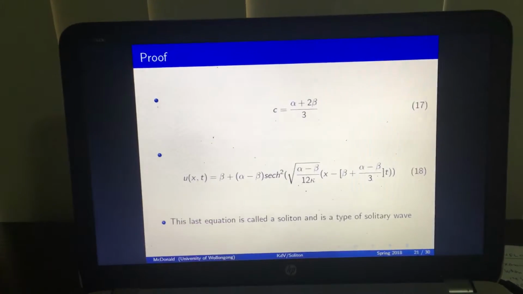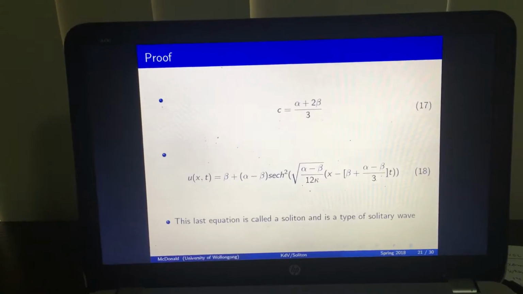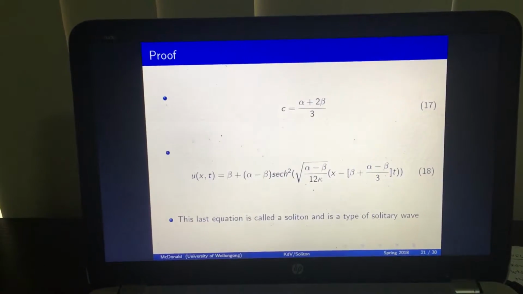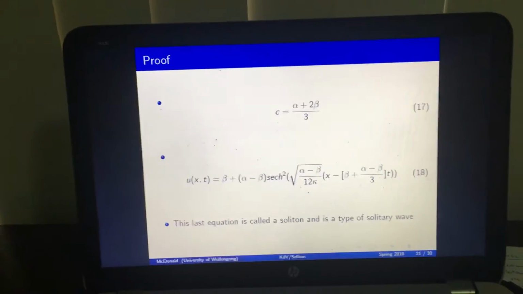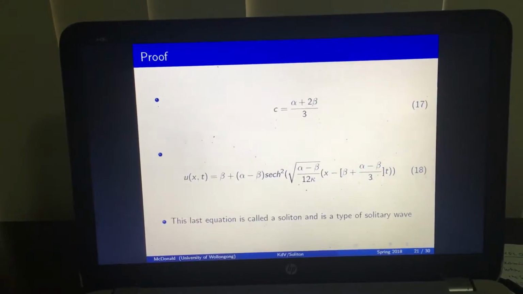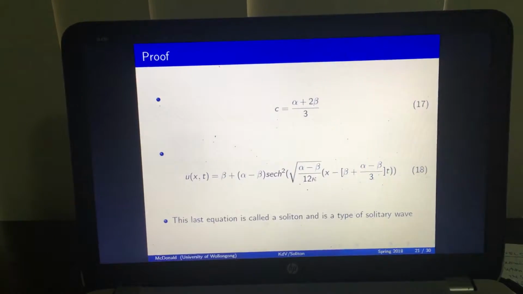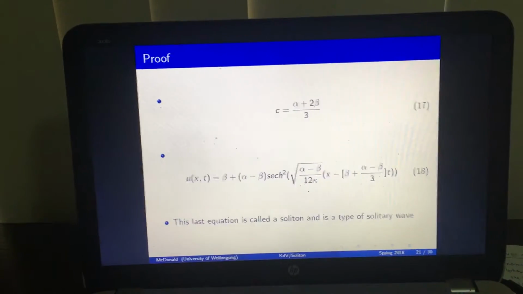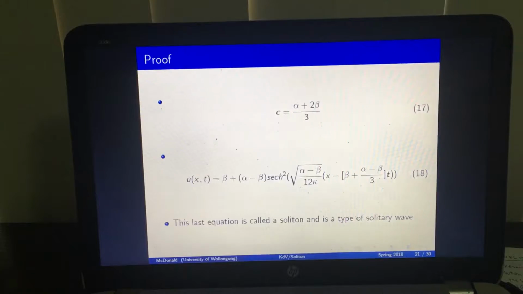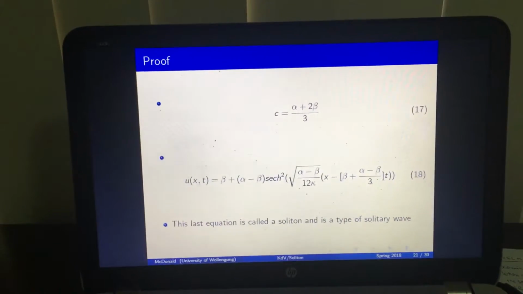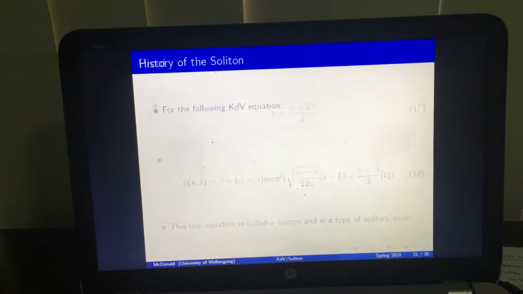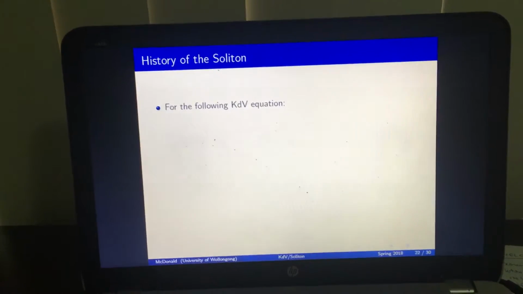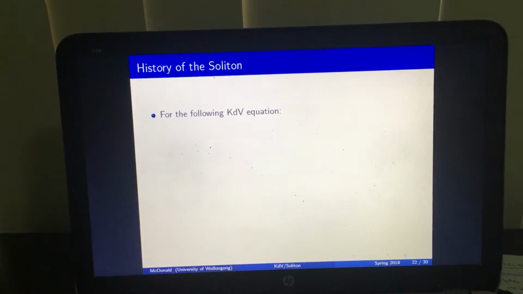Now this equation number 18 here, this is called a soliton, but it's important to realize that a soliton is just a special type of solitary wave. So sometimes the terms are used interchangeably, but arguably they shouldn't be, because even though a soliton is a type of solitary wave, they have different characteristics. So, more history of the soliton.